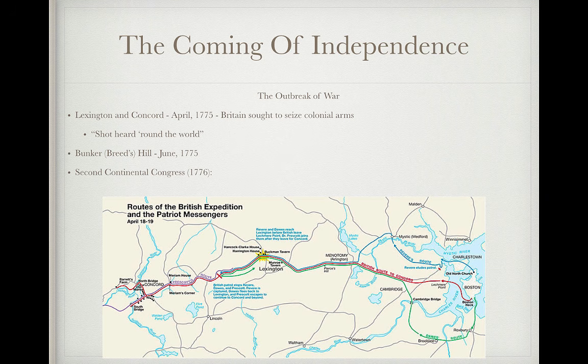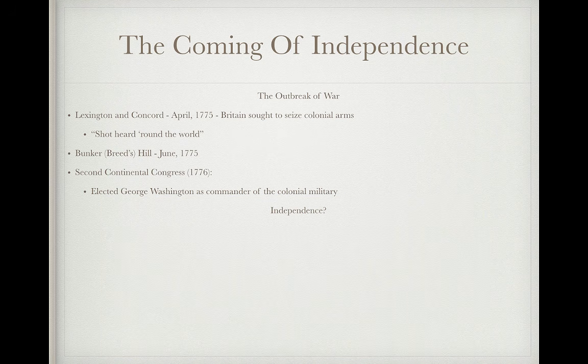Now, in 1776, the Second Continental Congress was created, and they elected George Washington as commander of the colonial military. And they are going to be the ones that ultimately push for the Declaration of Independence. Now, throughout 1775, it's very important to know most Americans did not want independence. Rather, they simply wanted to go back to the days of salutary neglect.